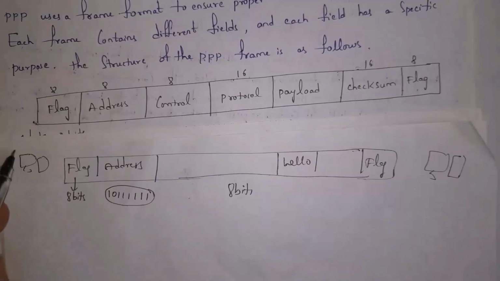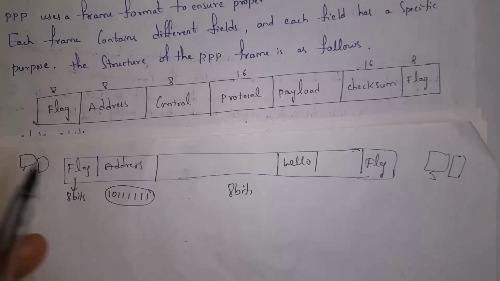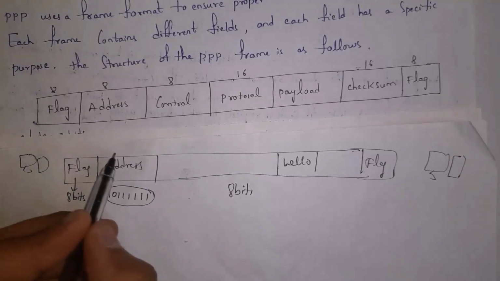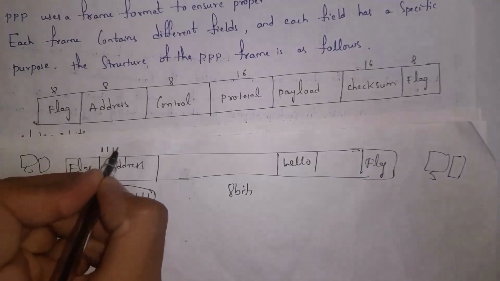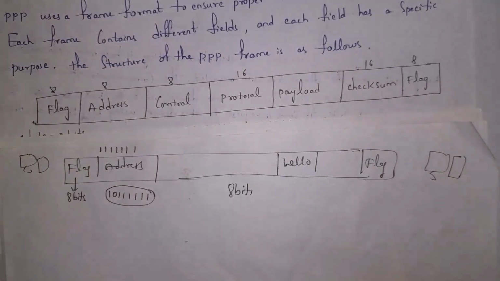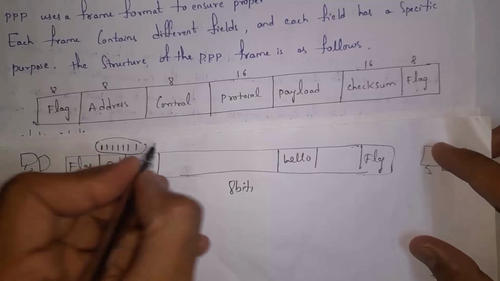Just for example, this computer wants to send data to this computer. So what this computer will do is, in this frame, include the address of this computer. The default value is all ones, so 8 bits, total 8 ones. Guys, 8 bits of ones are nothing but the broadcast address.